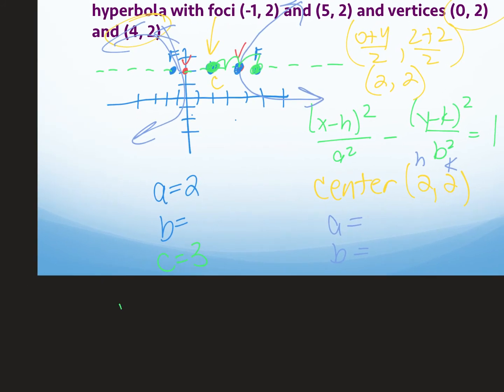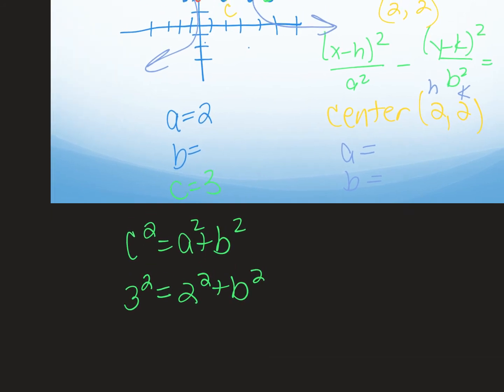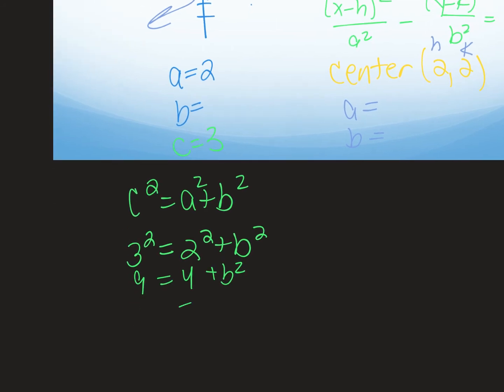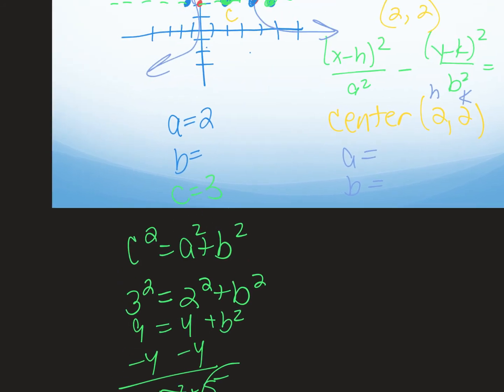Do I know a formula or an equation that can give me the value of B? Absolutely. I know that C squared equals A squared plus B squared. So I can say 3 squared equals 2 squared plus B squared. 3 squared is 9, 2 squared is 4, plus B squared. Subtract 4 from both sides, and B squared equals 5. So my B would be the square root of 5. So we figure that information out super easily.